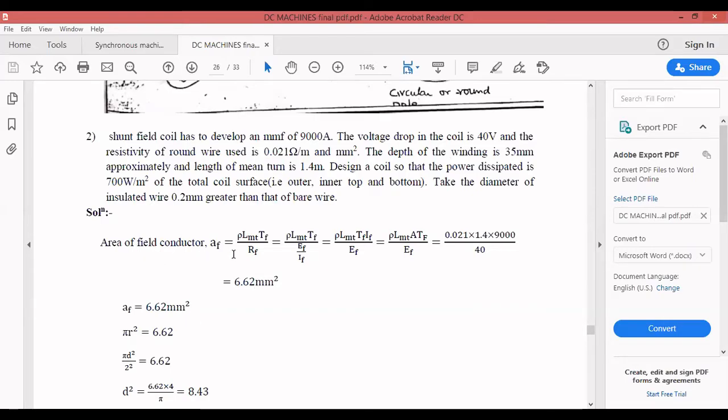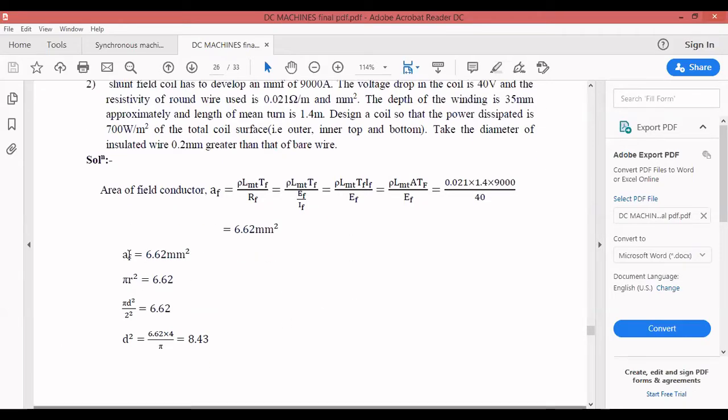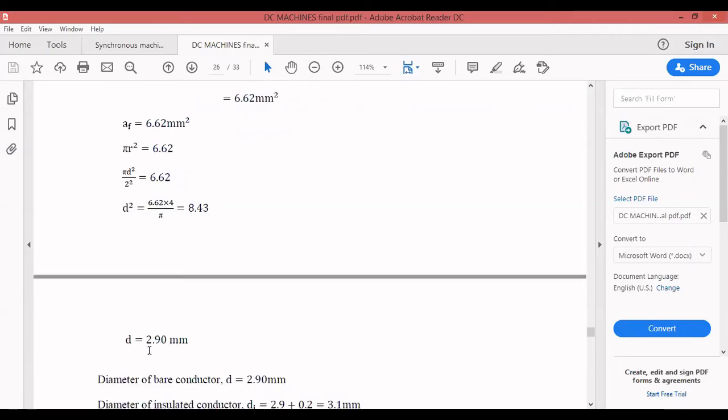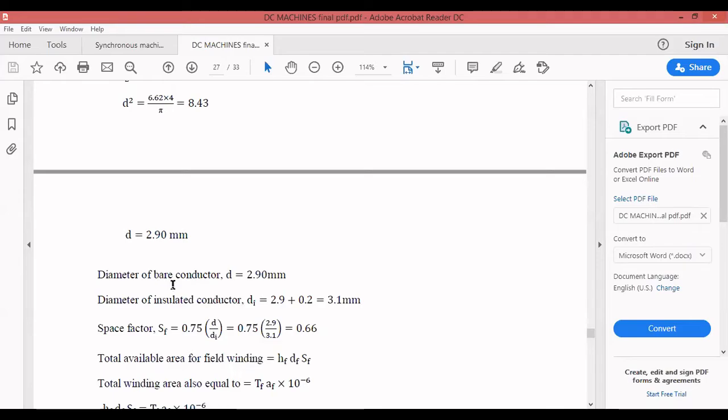Area of field conductor Af equals rho times LMT times Tf by Rf, same formula. Substitute here 0.021 into 1.4. LMT is given here, 1.4, into 9000 ampere divided by 40. So you get 6.62 mm square. Once you know the area, you can calculate the diameter. Area equals pi d square by 4, so d equals 6.62 into 4 divided by 3.14. So d is equal to 2.90 mm, the diameter of the bare conductor.